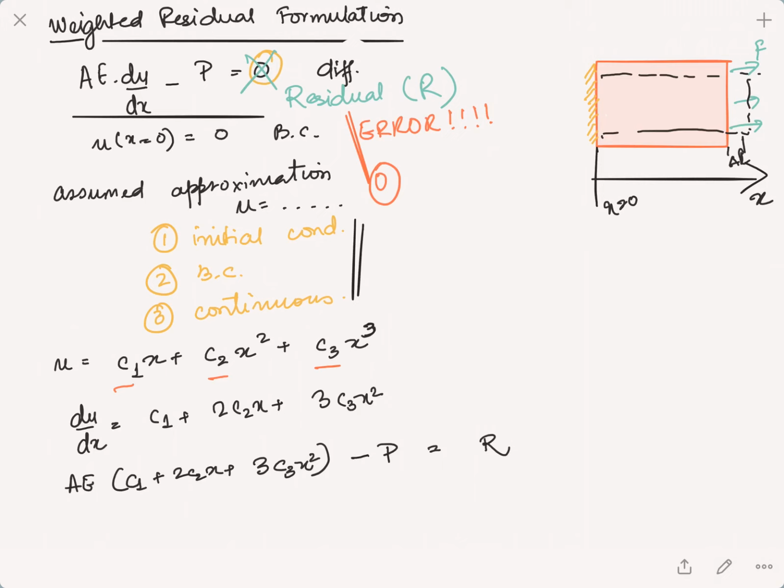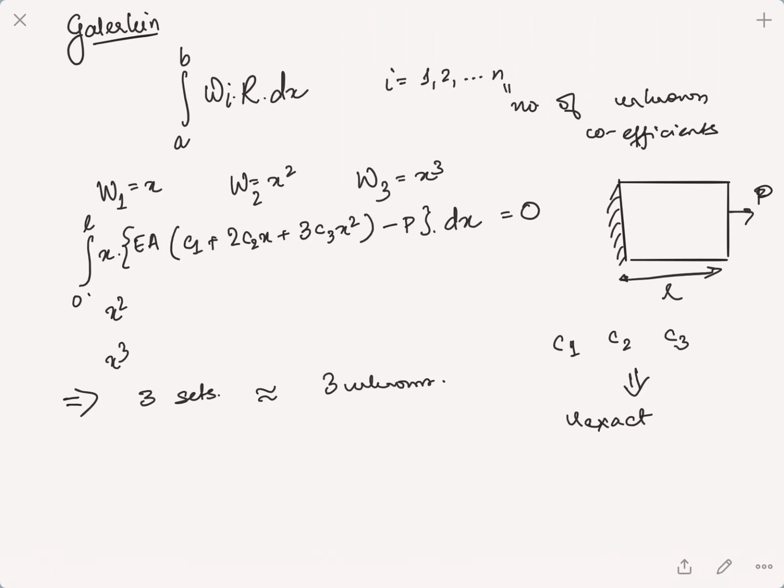the residual. Now our job in the Galerkin method is basically to reduce this residual by enforcing a certain condition that it has to be orthogonal to a certain weighting function, and these weighting functions have to be equal to the number of unknown coefficients. You enforce this integral over it and you find 3 sets of equations which satisfy these conditions, and you will be able to solve this to get the 3 unknowns.